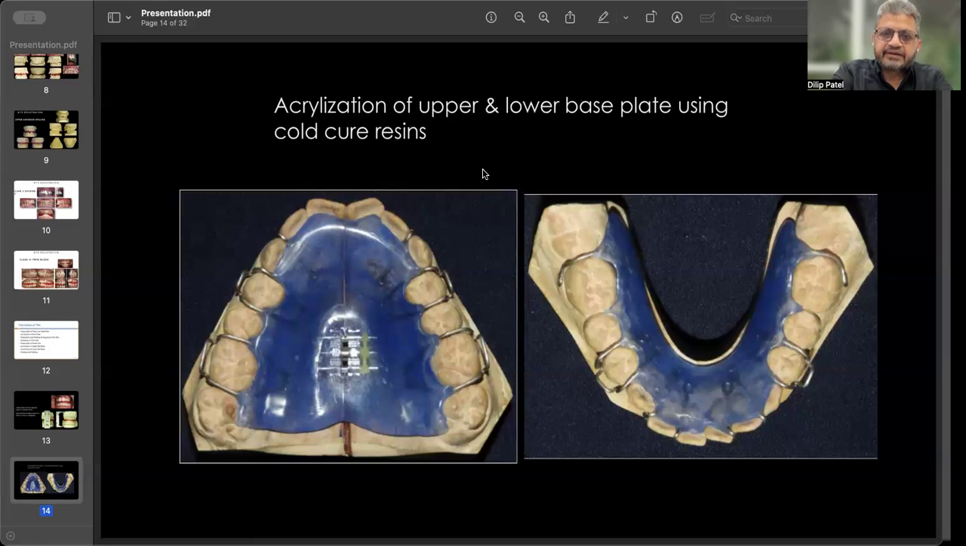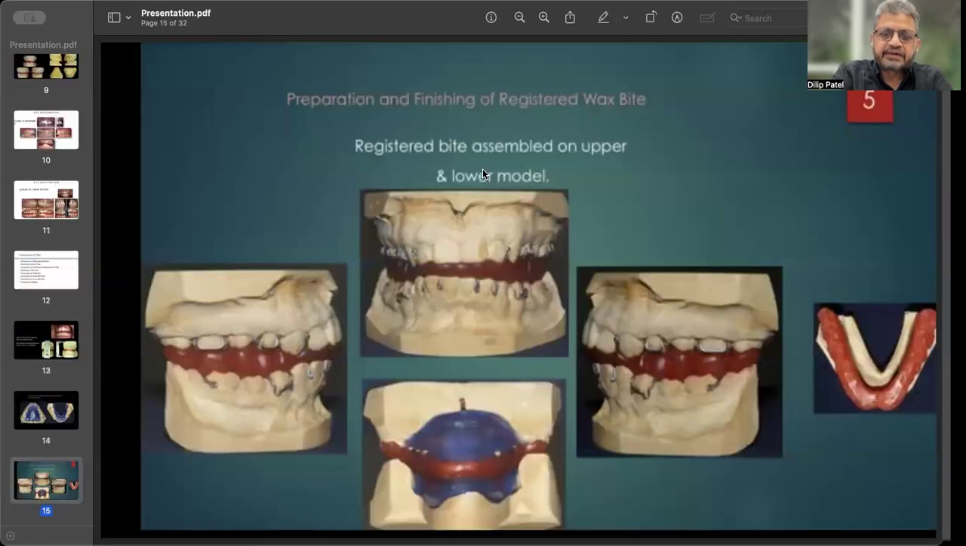After preparing the upper and lower base plate, we should assemble the prepared bite registration onto the model. You can see it from the front, right, and left, how they are snugly and properly assembled without distortion. You can see even the carving for the interdigitation. And last, you can see the bite on the lower model.